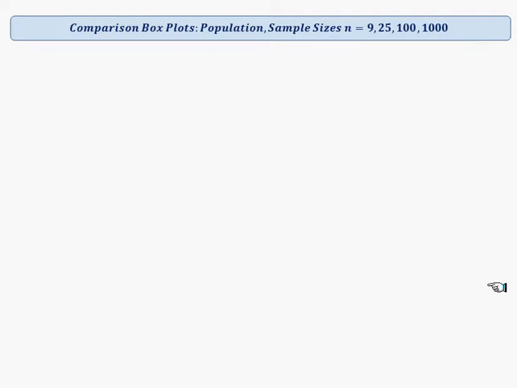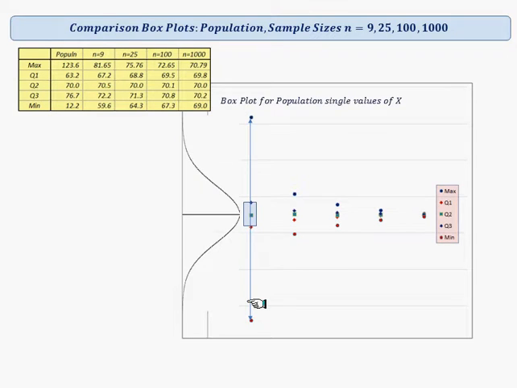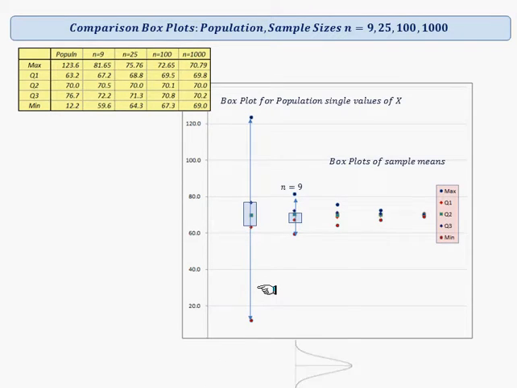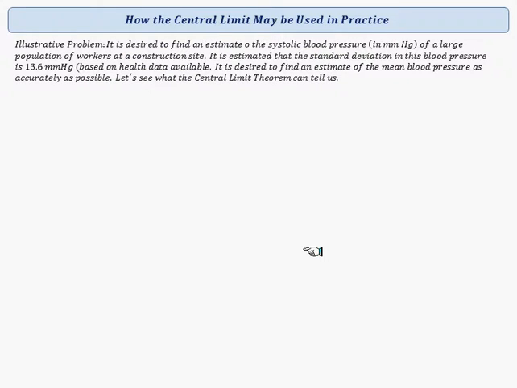Now looking at the box plots for these sample sizes, we have here the data from the previous Excel output, and we have the box plot for the population, which will be roughly normal. But when we go to sample size 9, the sampling distribution becomes much tighter. N equal 25 is tighter again, n equal 100 tighter again, and n equal 1,000 is so tight, in fact, that the distribution is essentially like a spike. You can see the results coming on the screen here.